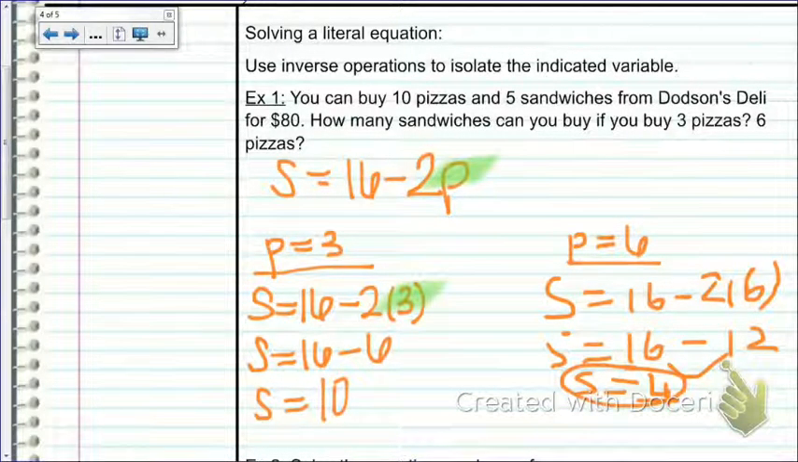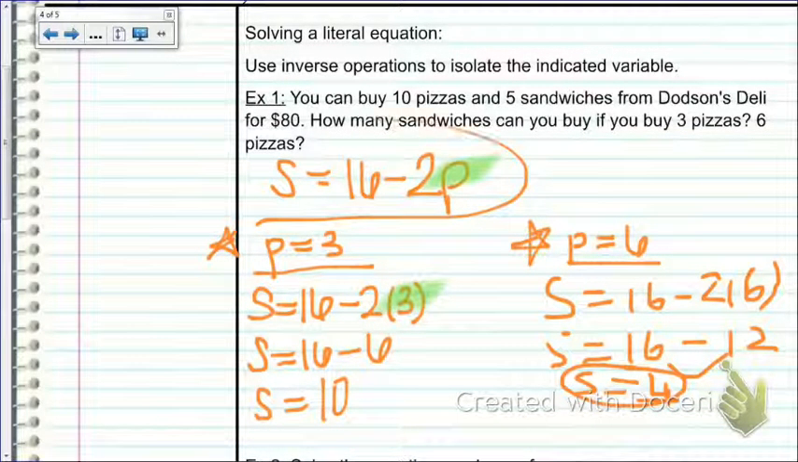Excellent. So when we can make an equation out of a problem, if they're asking us to solve for something specific, what you want to do is try and get that variable by itself first before you start plugging stuff in, because it was much faster to do the p equals 3 and p equals 6 after we had already isolated x.